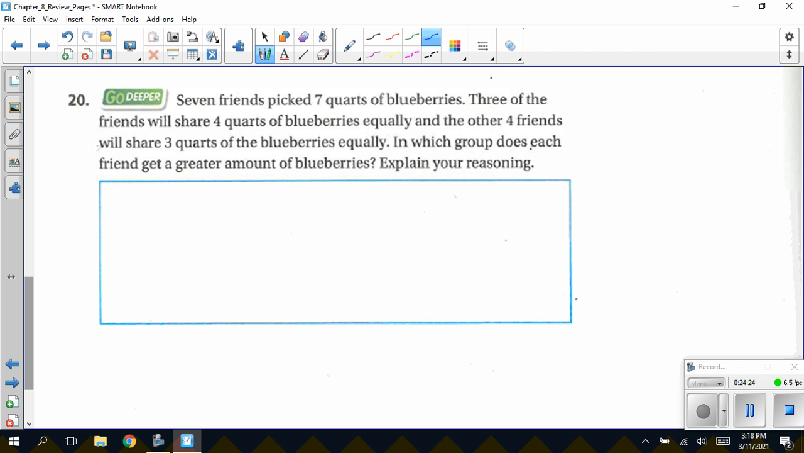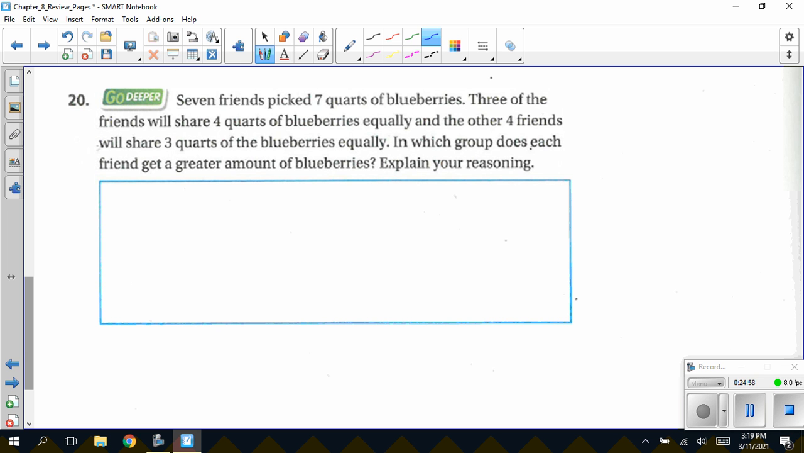Question number 20 is the last question, and this question says, 7 friends picked 7 quarts of blueberries. 3 of the friends will share 4 quarts of blueberries equally, and the other 4 friends will share 3 quarts of blueberries equally. In which group does each friend get a greater amount of blueberries? Explain your reasoning. So, we know that there are a total of 7 quarts of blueberries being picked, and we know that 7 friends are sharing them.